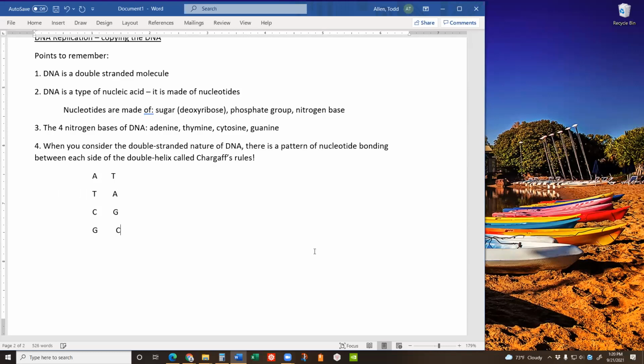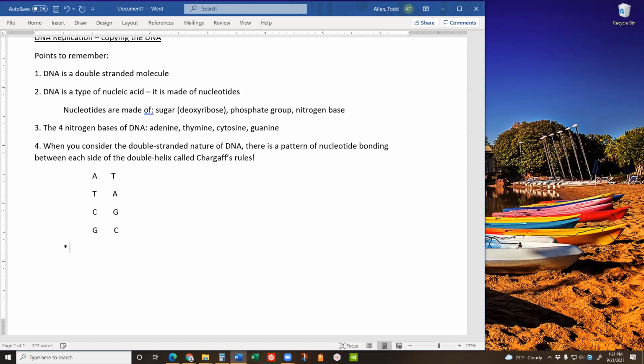Okay, so imagine that you have this double helix right now, that's in your notes, and read each side. The left side is one side of the DNA helix, the right side is the other side of the DNA helix. And as we go from left to right, you notice that A and T are always associated with each other, and C and G are always associated with each other.